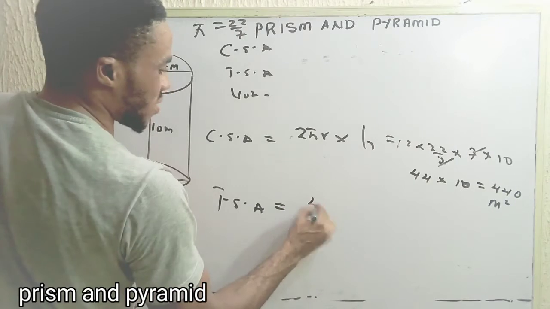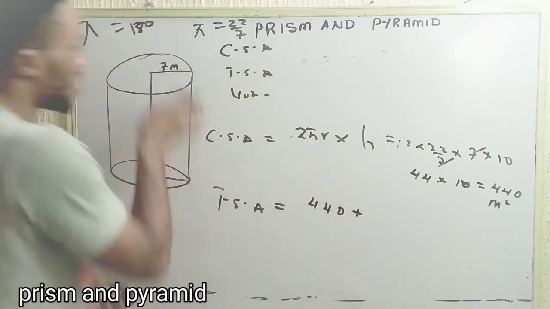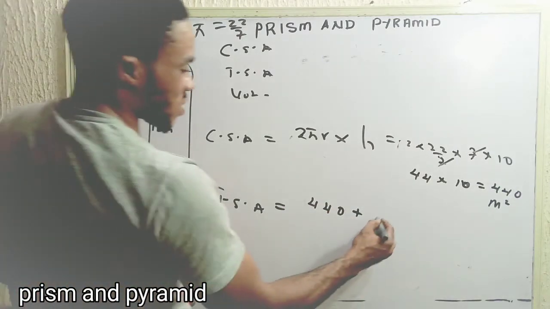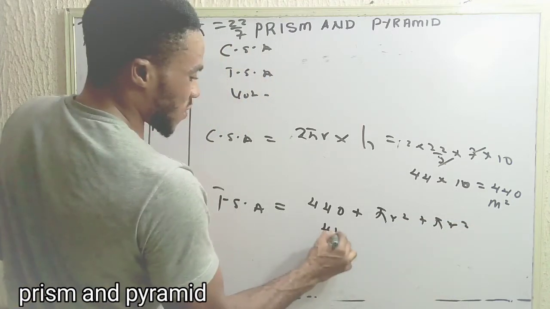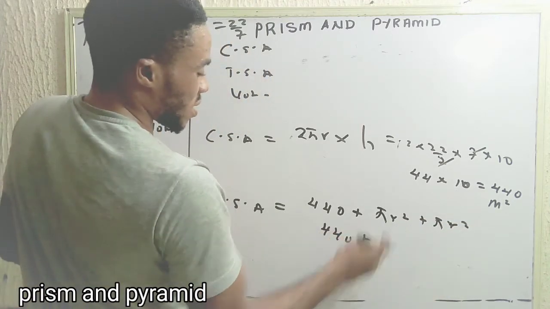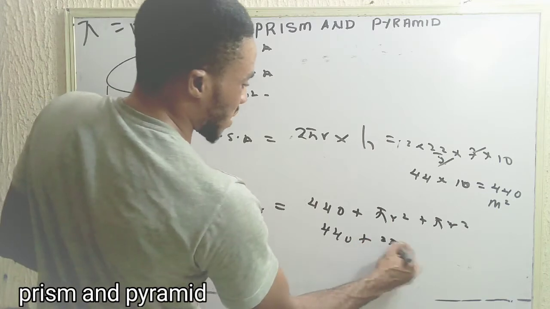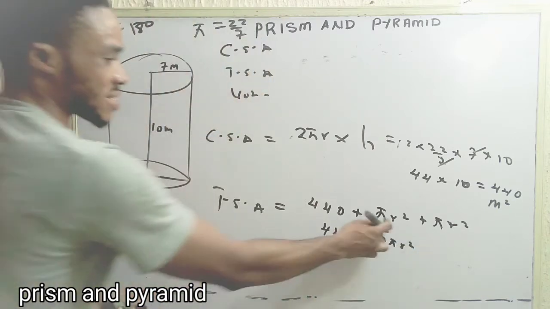The curved surface area we found here plus the area of the top and bottom. That's to say, that's pi r squared plus another pi r squared. So I have 440 plus the area here. Let me just say 2 pi r squared in that manner. That's the addition of these two.